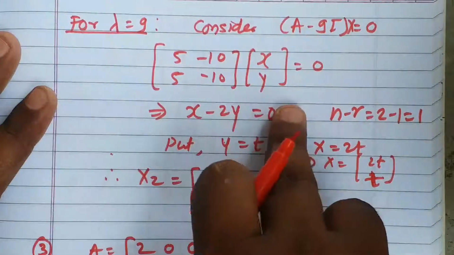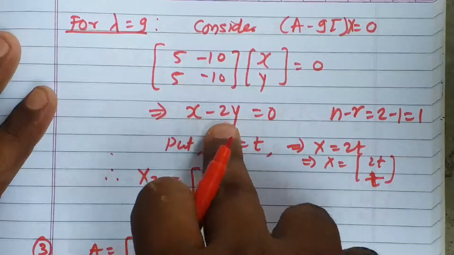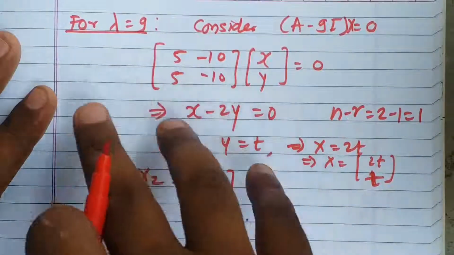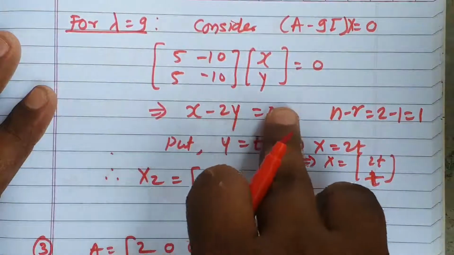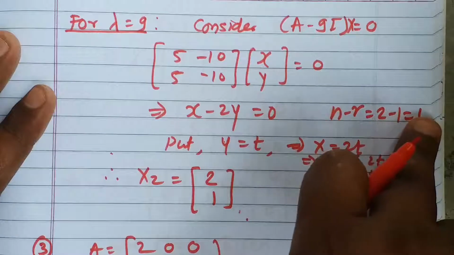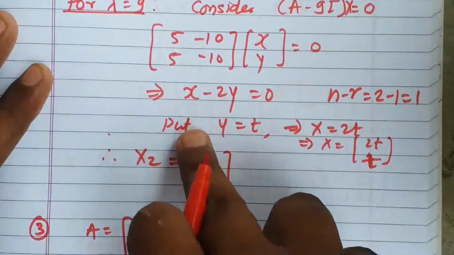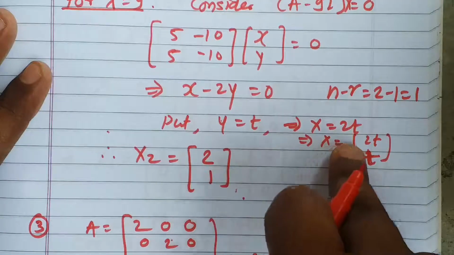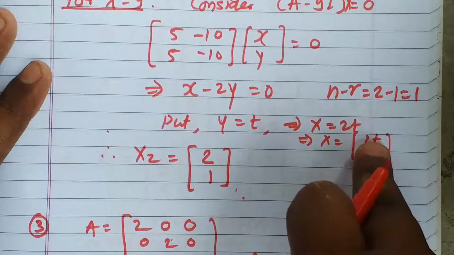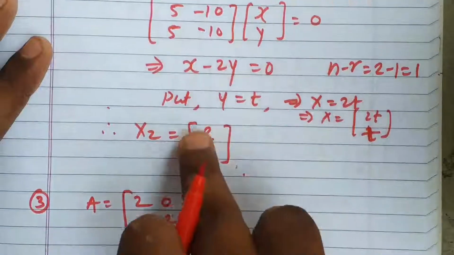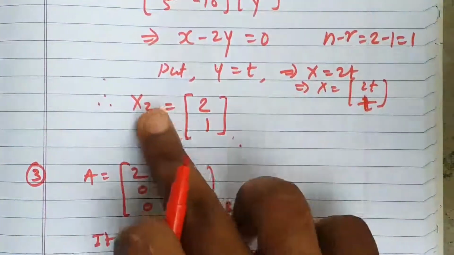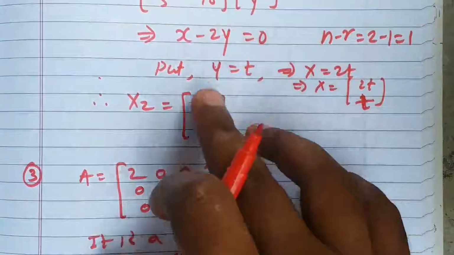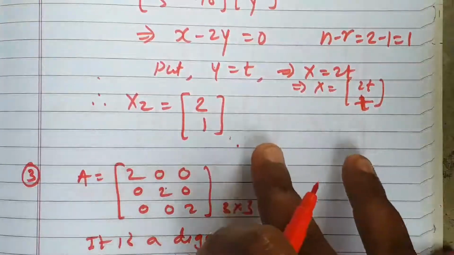5x minus 10y equal to 0, that is nothing but, after dividing by 5, x minus 2y equal to 0. So again, like the previous case, we have one equation, two unknowns, so the difference is 2 minus 1, 1. So put one variable as a free variable, y equal to t, that will give us x equal to 2t. So capital X will be 2t and t. If you take t common, we'll get 2 and 1, and that will be your second vector, x2 equal to 2 and 1.